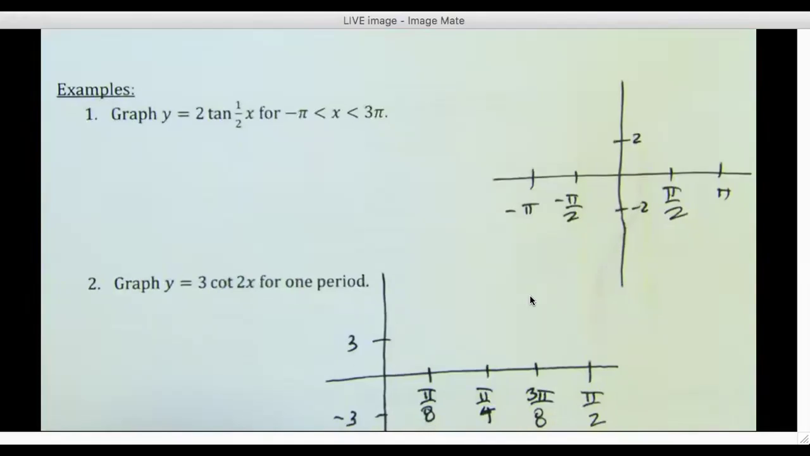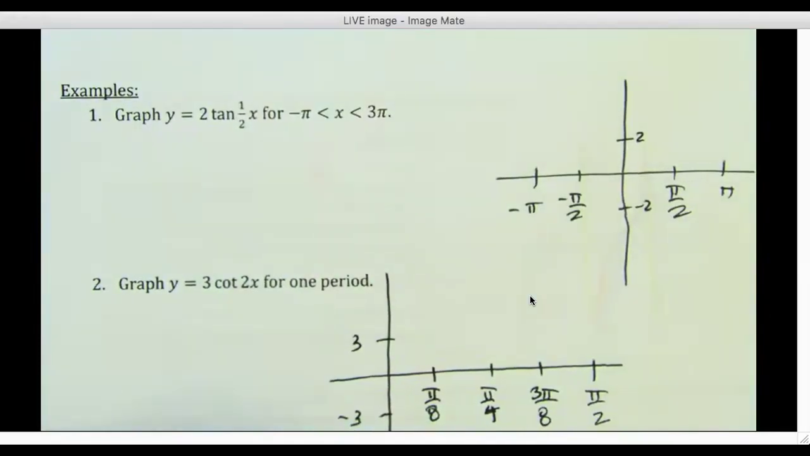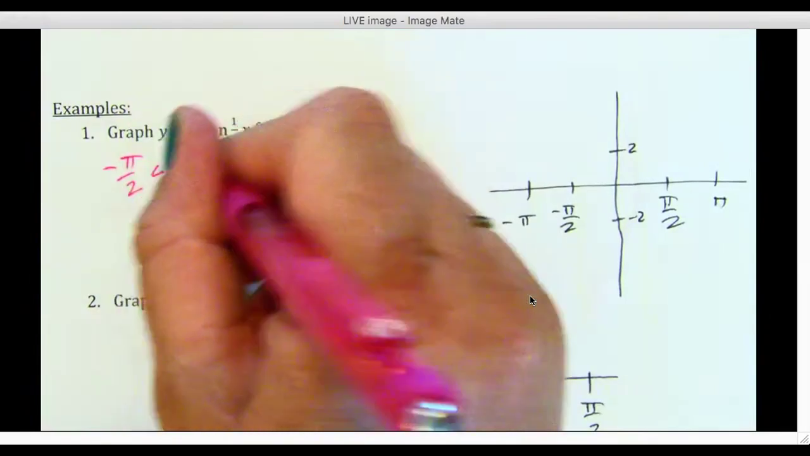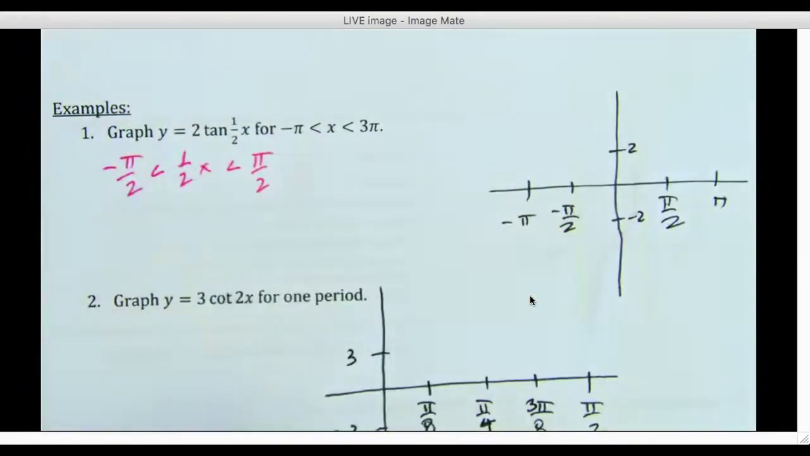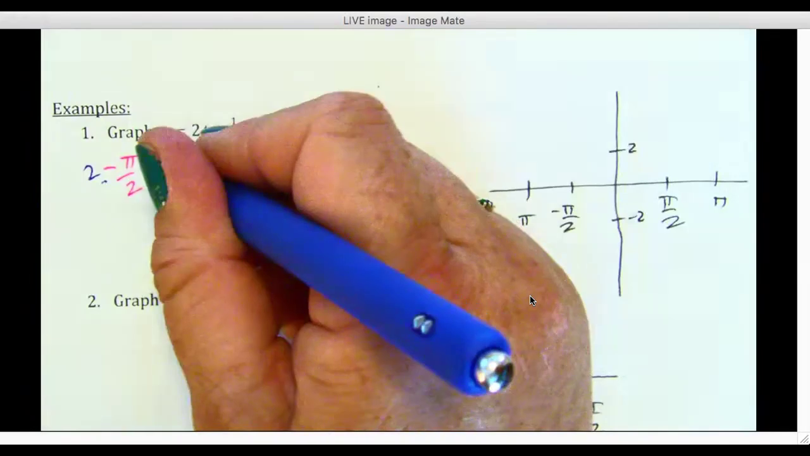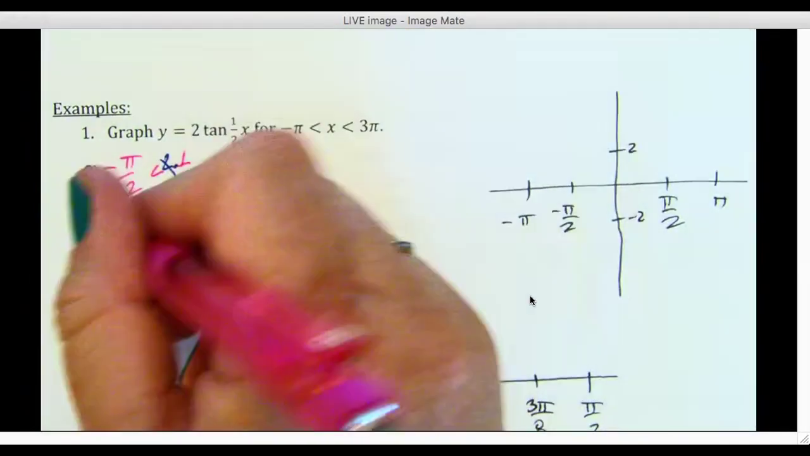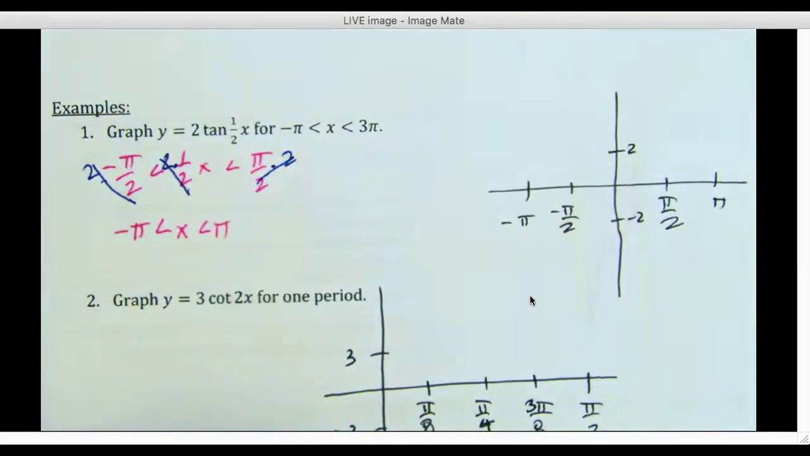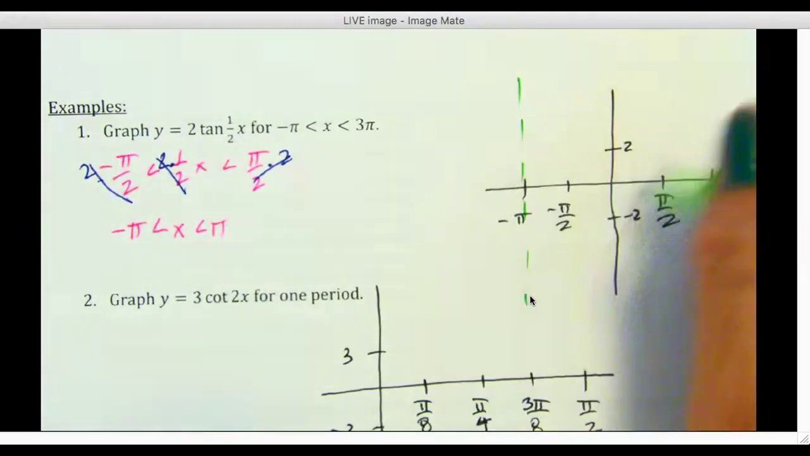The first example, we have 2 tangent 1/2 x, and we want to graph from negative pi to 3 pi. So what we're going to be looking at here is setting that 1/2 x in between negative pi over 2 and pi over 2. And then we're going to multiply by 2 to get our denominator to cancel, and we've got to do that everywhere. And that means all of our denominators went away. So one period of this is from negative pi to positive pi. That means I have asymptotes there at negative pi and positive pi.